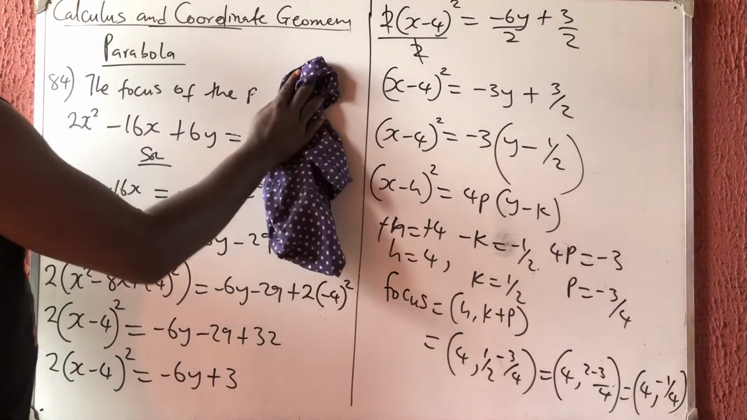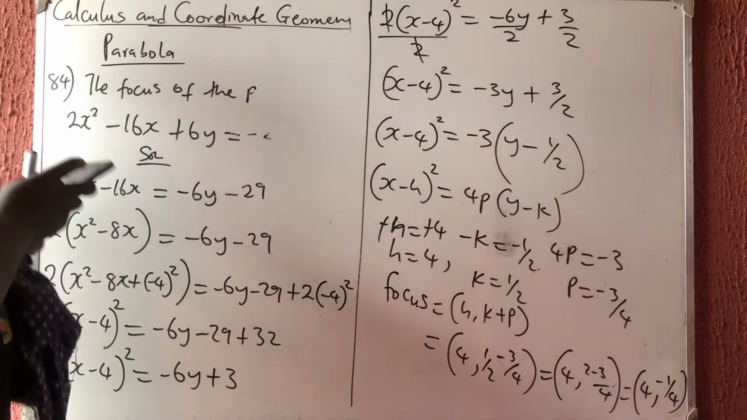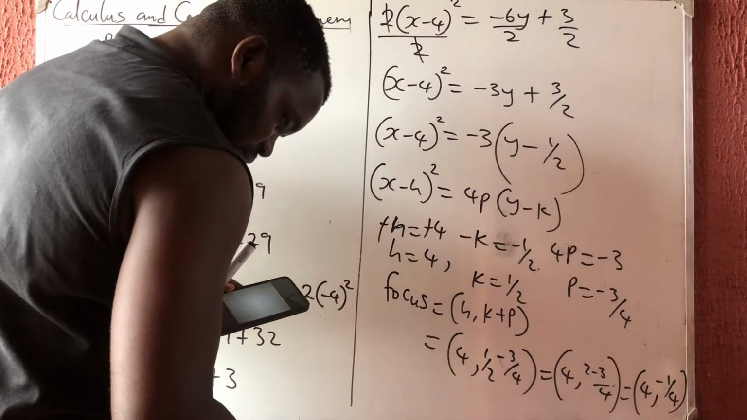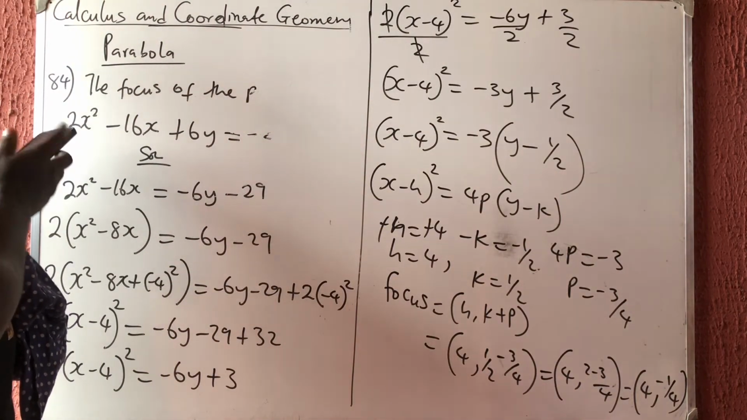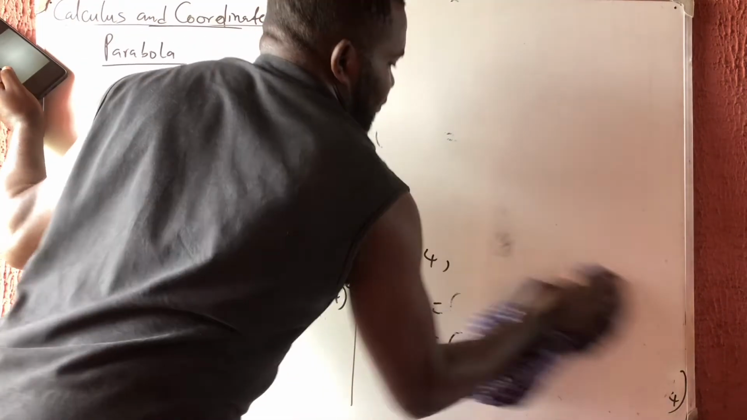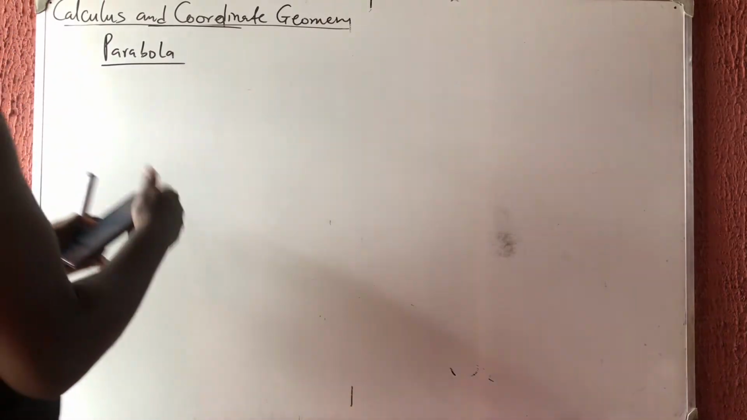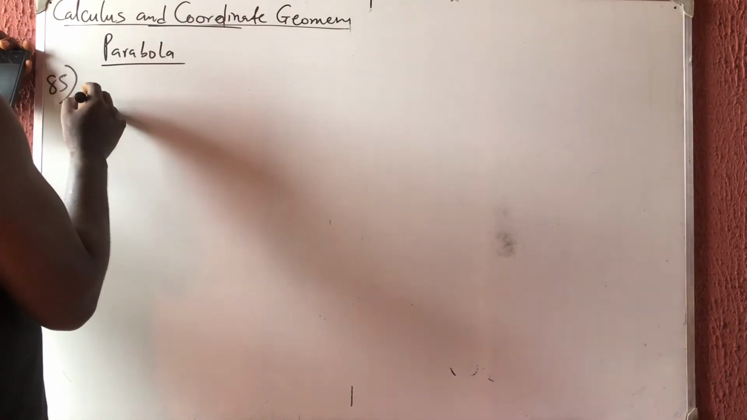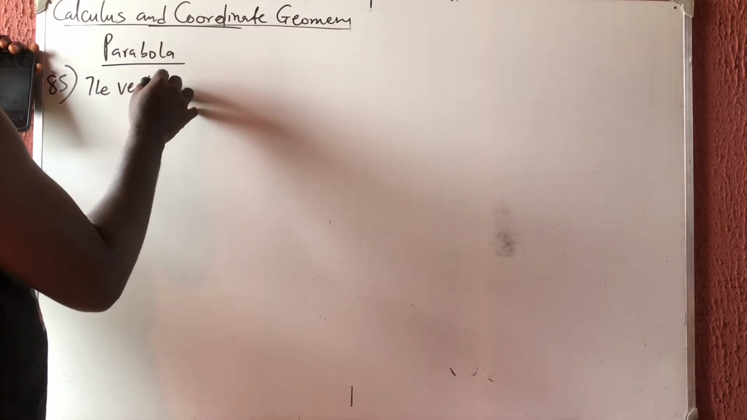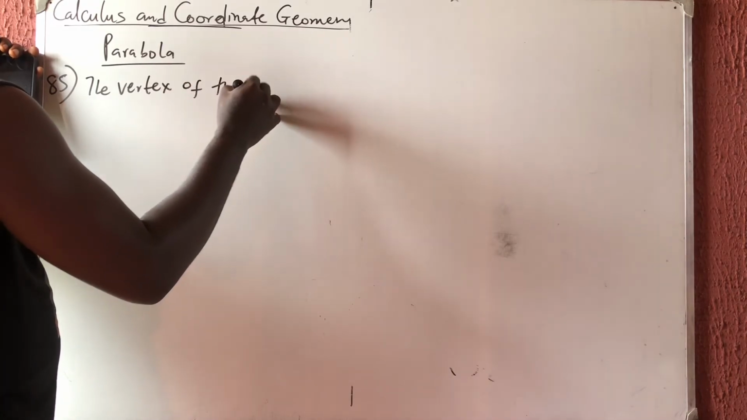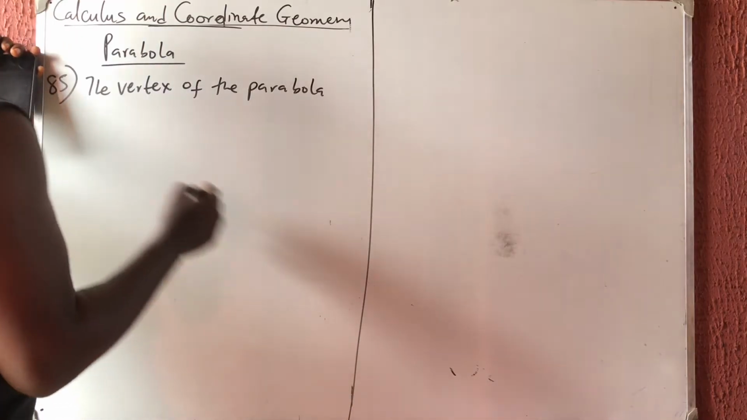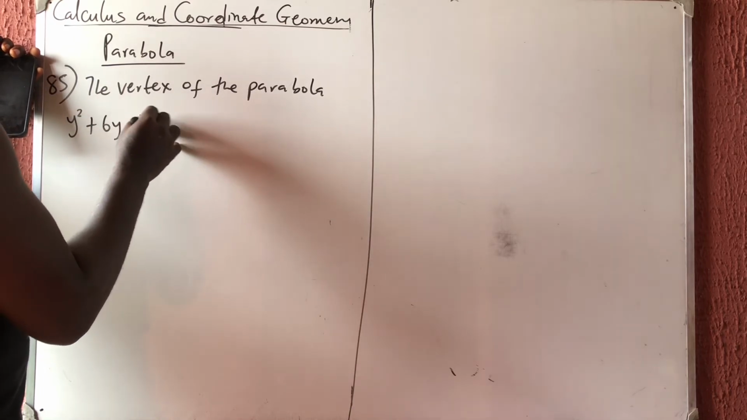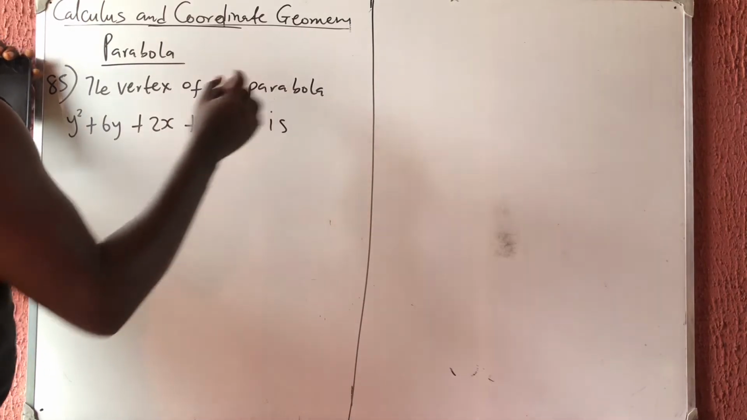All right, we go to the next question. Question number 85. Question number 85 said, the vertex of the parabola y squared plus 6y plus 2x plus 7 equal to 0 is, okay, now the vertex.